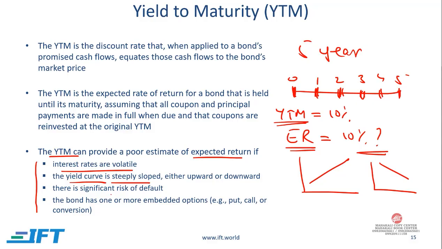Then there might be a risk of default. If these cash flows are either not received or not received fully, or they are received late, then that also impacts the expected return. And the final point is that if a bond has embedded options, such as a call option or a put option or a conversion option, these options can change cash flows. They can change the timing of cash flows, and that will also impact the expected return. Therefore, we can say that for these multiple reasons, YTM is not necessarily a good estimate of the expected return.